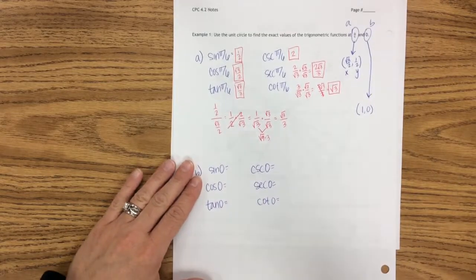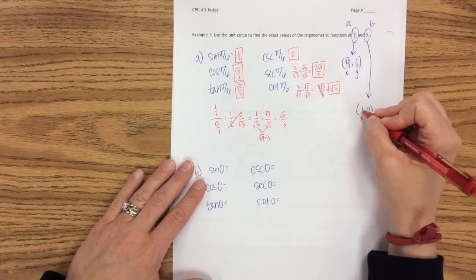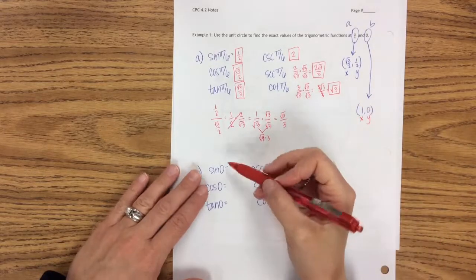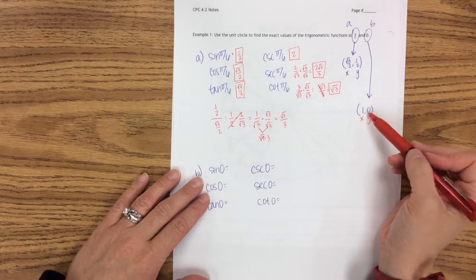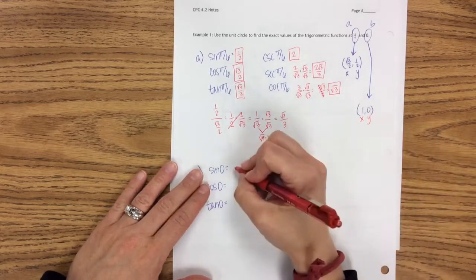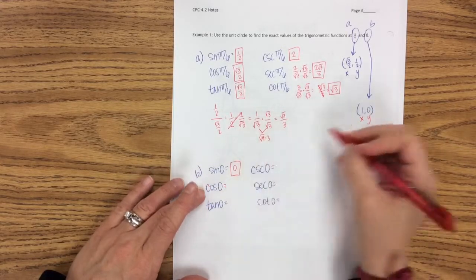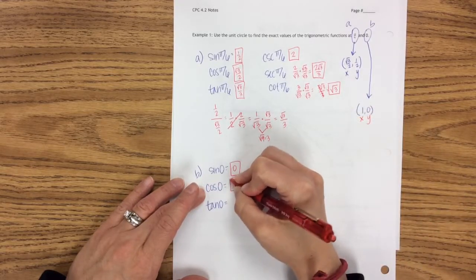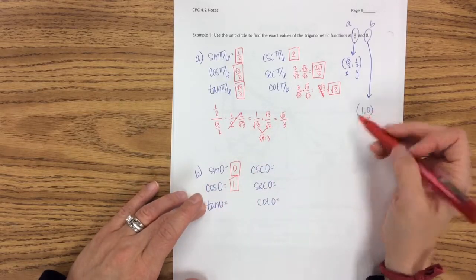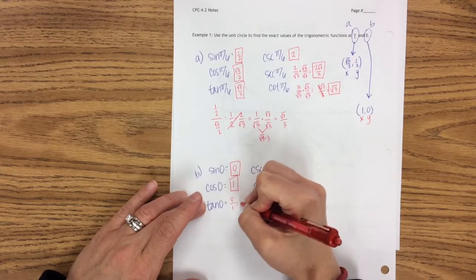When I do the next set, I'm going to use these numbers. 1 is x, 0 is y, and I'll use the same formulas but with these numbers. So sine is the y value, which is 0. Cosine is the x value, which is 1. Tangent is y over x, which is 0 divided by 1.